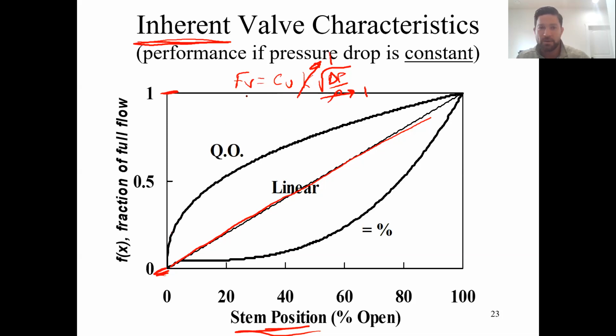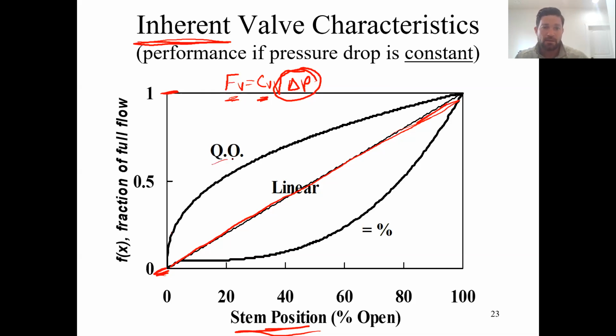To simplify our equation, let's just use F_V equals C_V times the square root of delta P. This would be for water using the correct units. If delta P is constant, if this term right here is constant, we know that these two terms should be linear for a linear valve, because C_V is linear with X. If C_V is linear with X, then also the flow should be linear with X. So that's what the linear looks like.